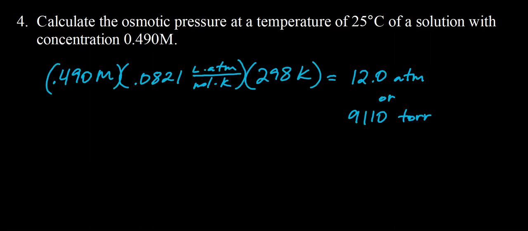All right, so I decided to use 0.0821 for R. That means the pressure I calculate then will be in atmospheres. So 12.0 atmospheres. If we convert that to torr, that would be about 9,110 torr.